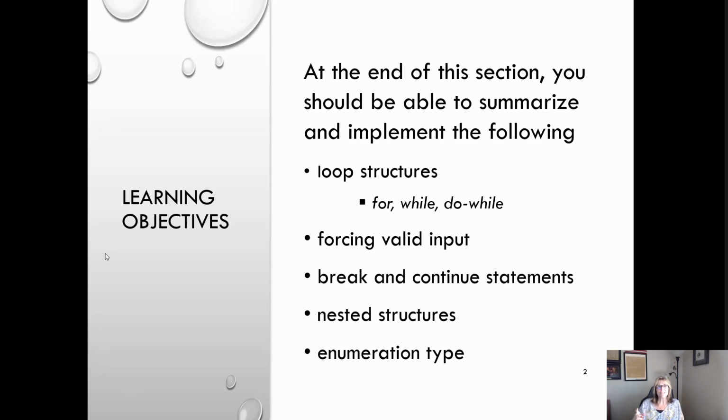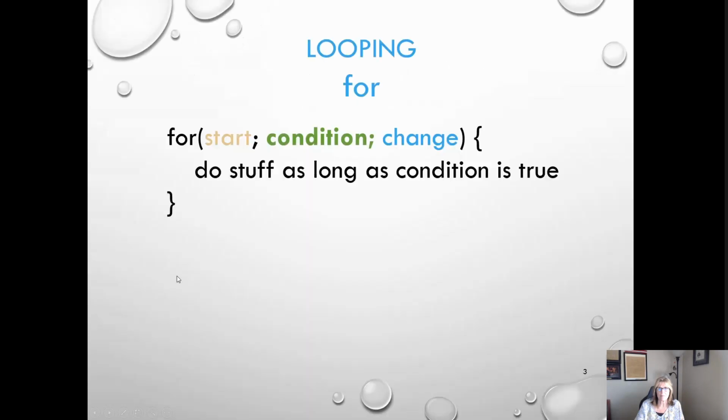We're also going to use these looping structures in order to be able to force valid input. We're going to use the break and the continue statement. Now, the break statement we were using last section in our switch. We're also going to be nesting the structures, not only the looping structures, but the if structures as well. And then finally, we're going to be learning about the enumeration data type.